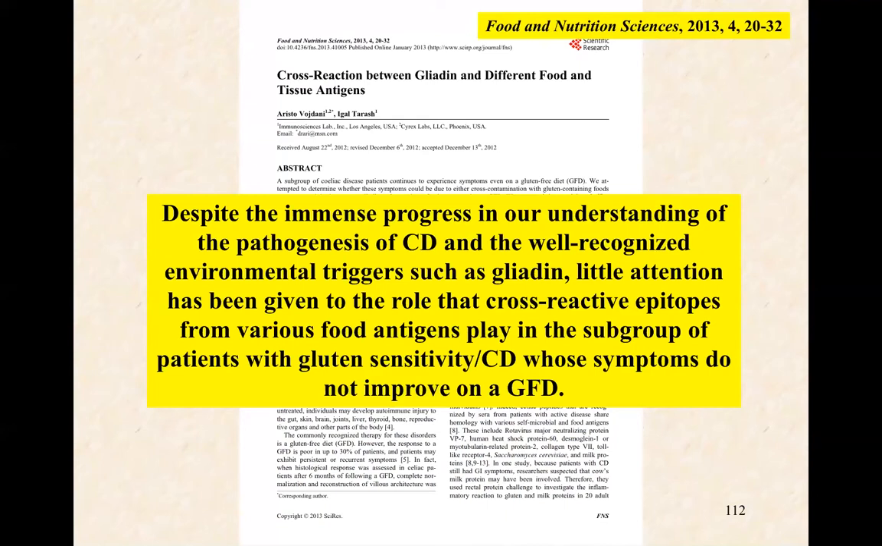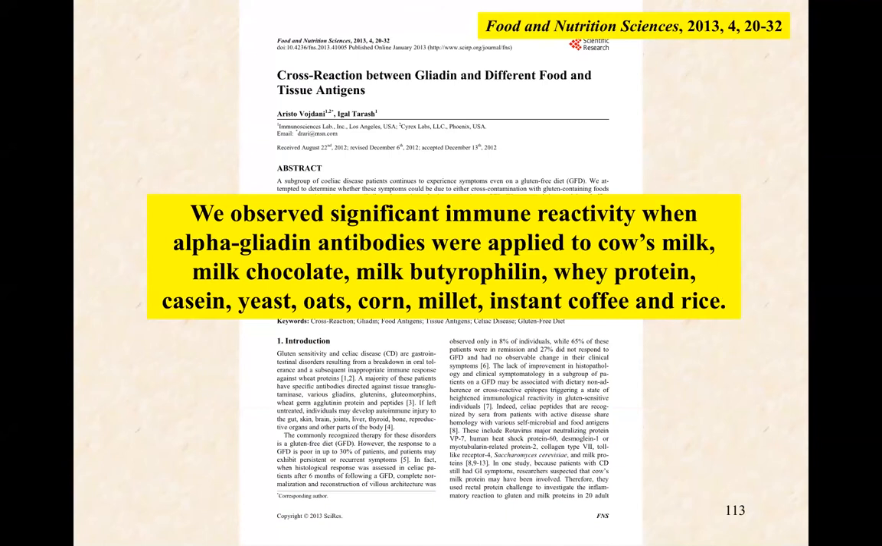You always have to look for cross-reactivity. There is significant cross-reactivity with cow's milk, milk chocolate, milk butyrophilins, whey protein, casein, yeast, oats, corn, millet, instant coffee, and rice. Some people have a sensitivity to rice, which keeps them making antibodies to wheat when they're wheat-free. You just have to check.